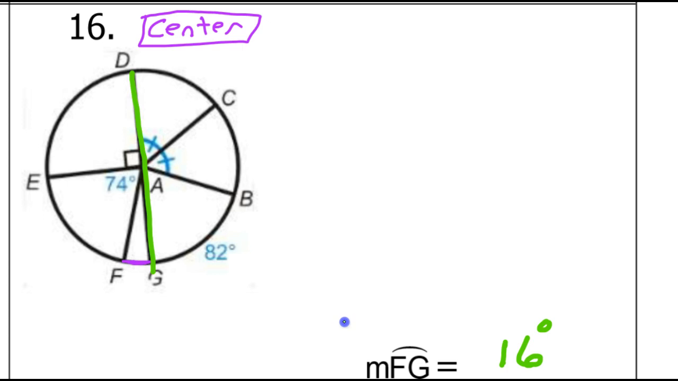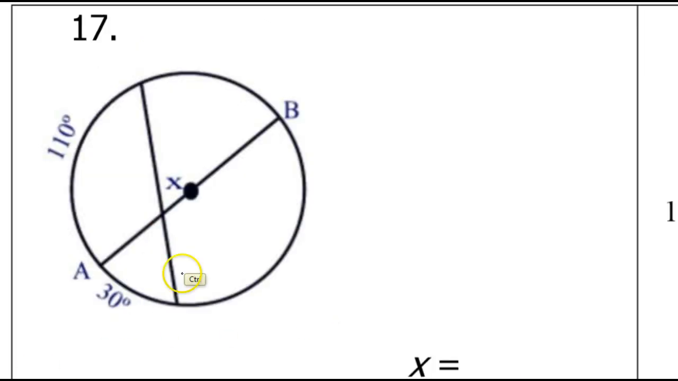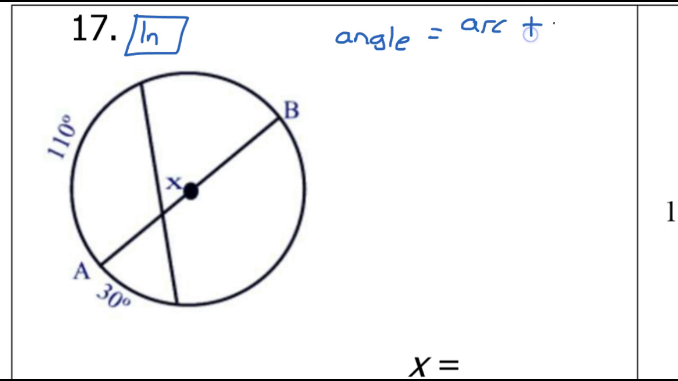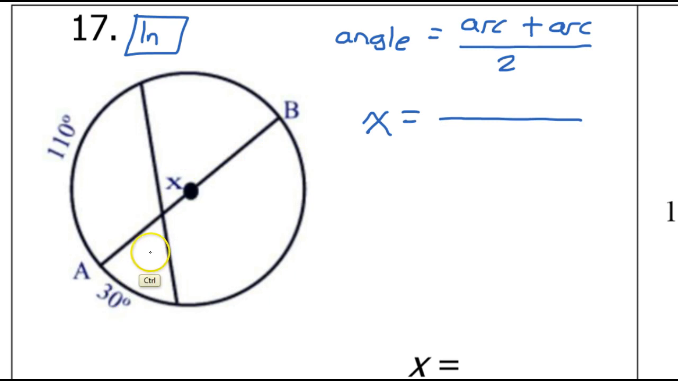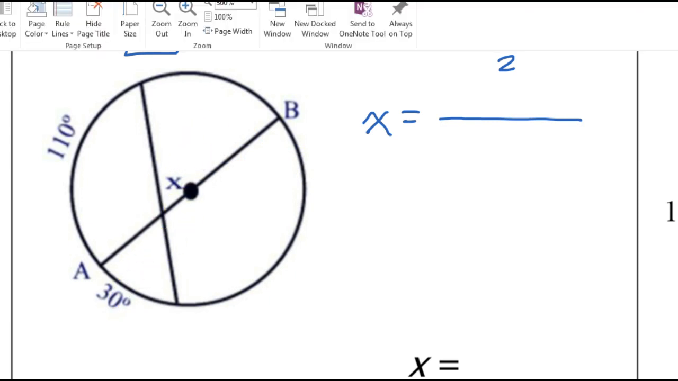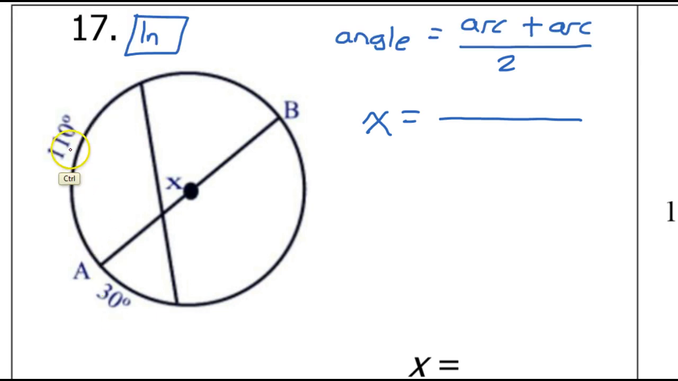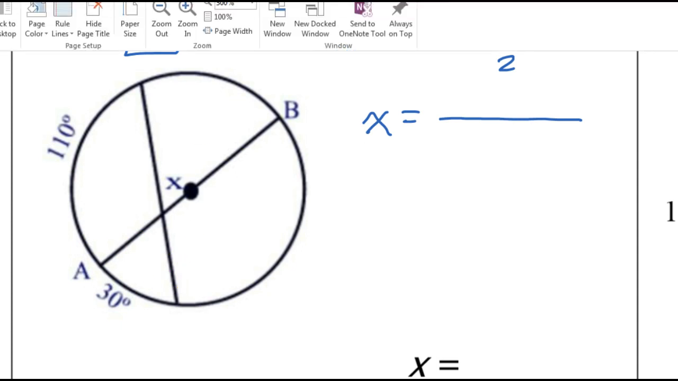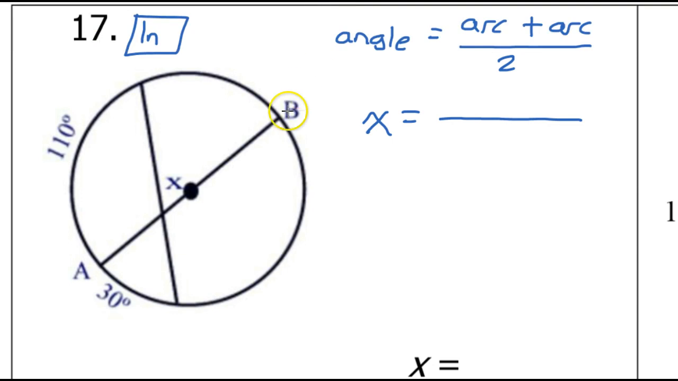Any questions on number 16? For number 17, this angle is inside the circle. It's not at the center, it's just randomly inside the circle. And the formula for that is angle is equal to arc plus arc divided by 2. Well, the angle is what we're looking for, so that always makes it easy. All right, so this does have one little trick to it. Please understand that the 30 and the 110, one of those is not the right arc that we need. So really focus and make sure that you're picking the right arcs.